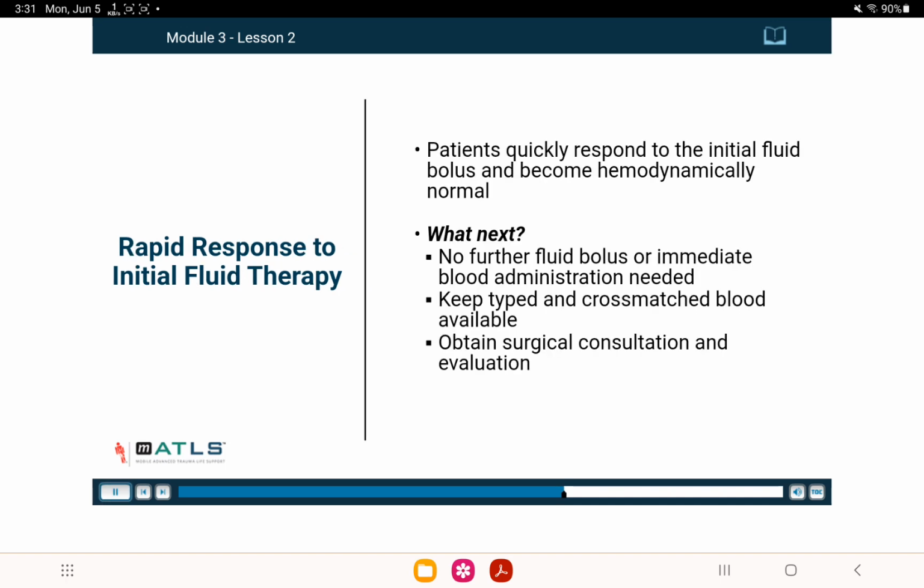Patients in this group, referred to as rapid responders, quickly respond to the initial fluid bolus and become hemodynamically normal. Once this occurs, you can slow the fluids to maintenance rates. No further fluid bolus or immediate blood administration is indicated. However, typed and cross-matched blood should be kept available. Obtain surgical consultation and evaluation because operative intervention could still be necessary.